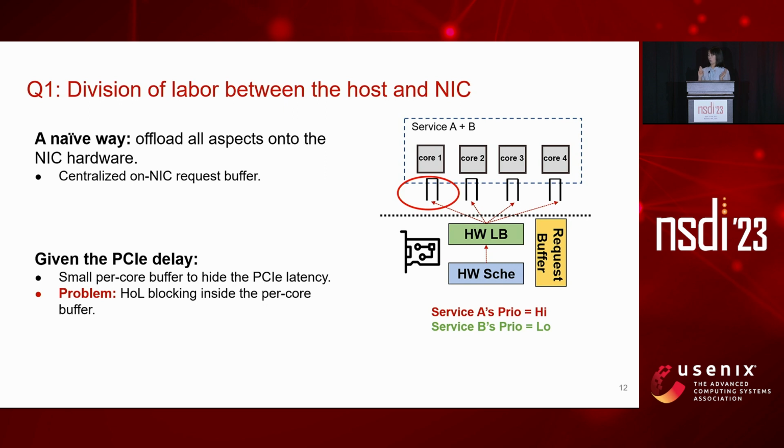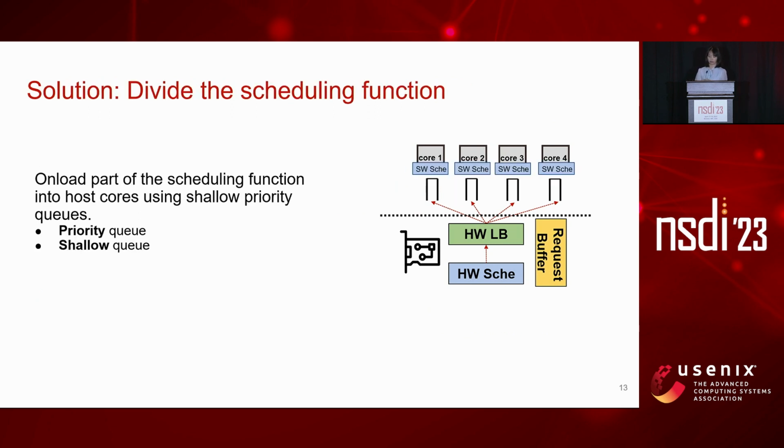Here is an example. We have 2 services running on core 1 to core 4, and service A has higher priority. A burst of service B's packets arrived and was spread across all worker cores. And after that, service A's packet arrived, and it has been blocked behind service B's packets inside the per-core buffer, leading to head-of-line blocking.